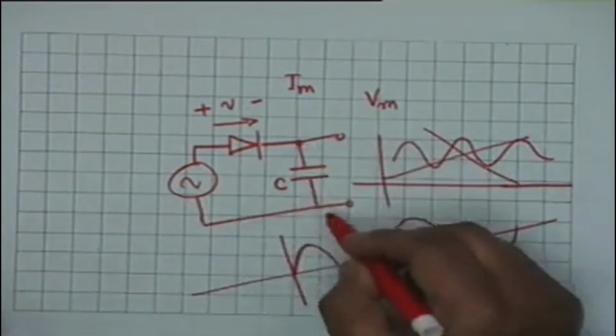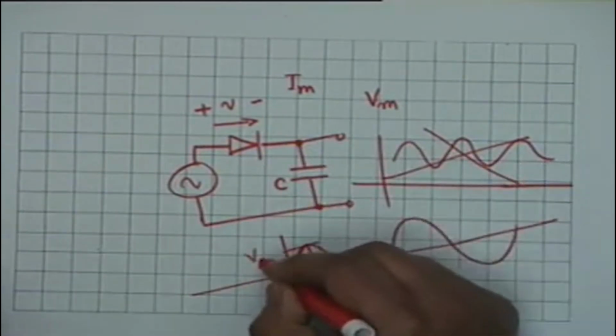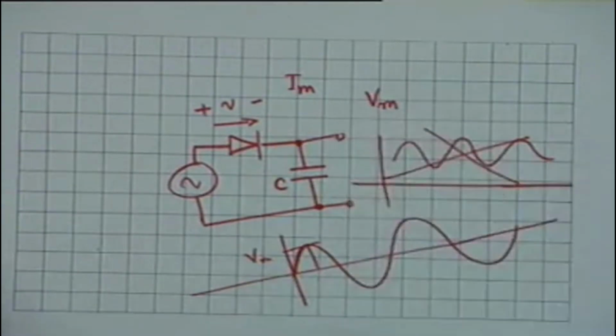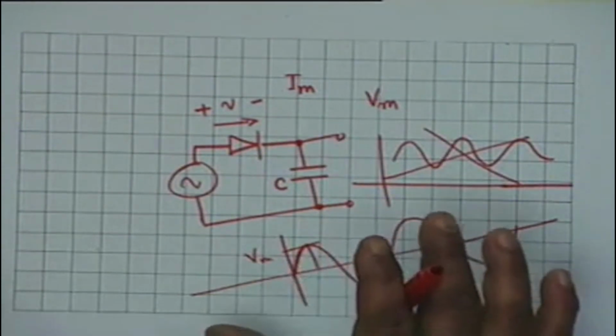this capacitor then charges to the maximum value of the voltage Vm. And if you put a meter here, a DC meter, it will measure Vm. So this is one way. As you will see, this is very much used in instruments to measure the peak value.